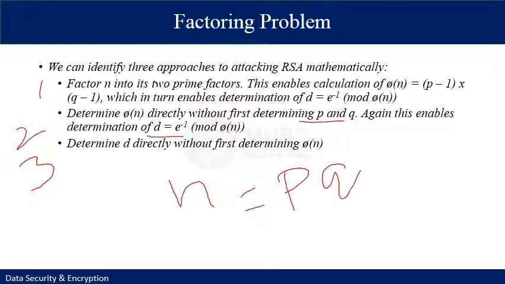Determining the Euler function phi of n, given the number n, is equivalent to factoring n. So these approaches are very similar. With presently known algorithms, the determination of the decryption number d, given the encryption number e and the number n, appears to be at least as time consuming as the factoring problem. Therefore, we can use the factoring performance as a benchmark against which to evaluate the security of RSA.